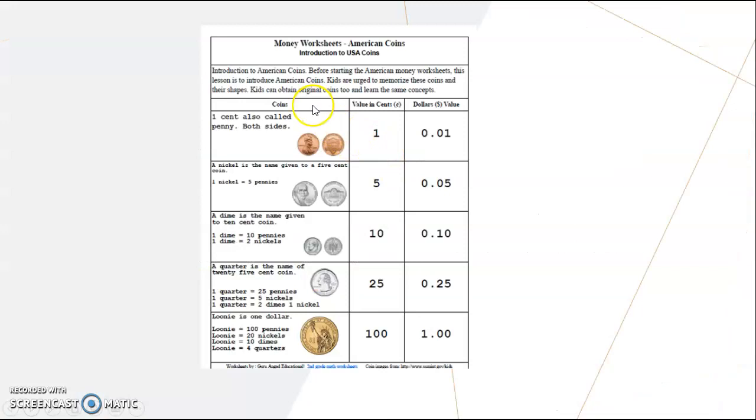And here we have our coins and the values of them. So here is our penny and it's worth 1 cent. And our nickels are worth 5 cents. And our dimes, 10. Our quarters are 25. And here in the bottom, we have our dollar coin, that is worth $1.